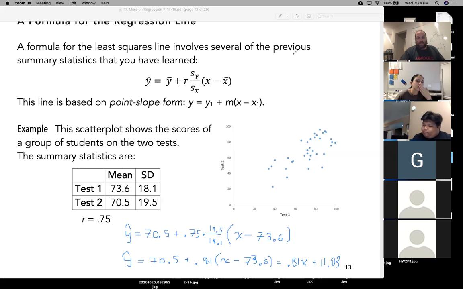Which means the y-intercept is about 11.03, which goes about there. Right, so we have some line that looks kind of like that.